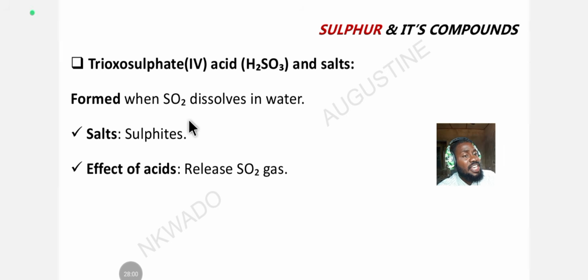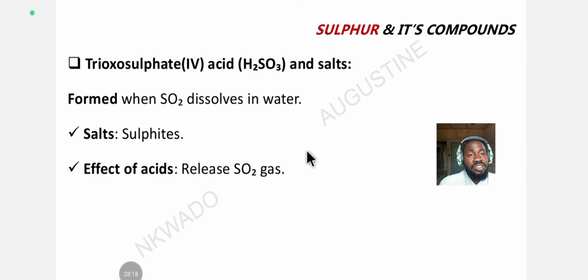Okay, what is the effect of the trioxosulfate(IV) acid? It releases sulfur(IV) oxide to the atmosphere. And you know that sulfur(IV) oxide is very dangerous because it causes acid rain. Alright, it's an acid anhydride, it's an acid oxide. It can easily cause what? Acid rain, which is very detrimental to human health.